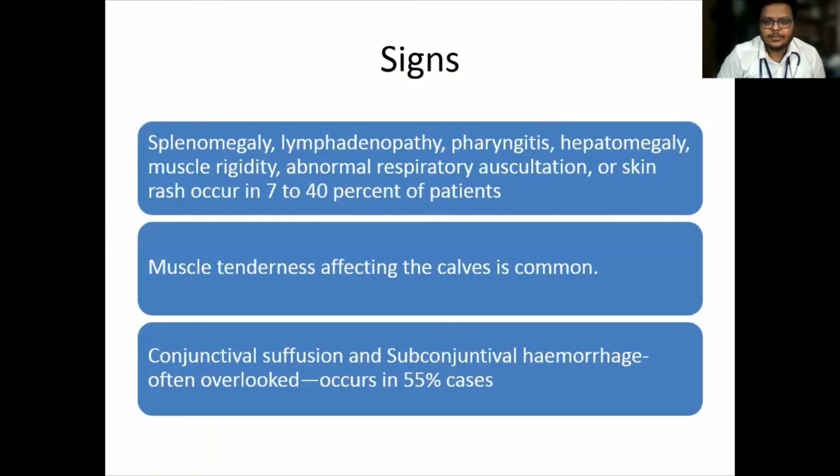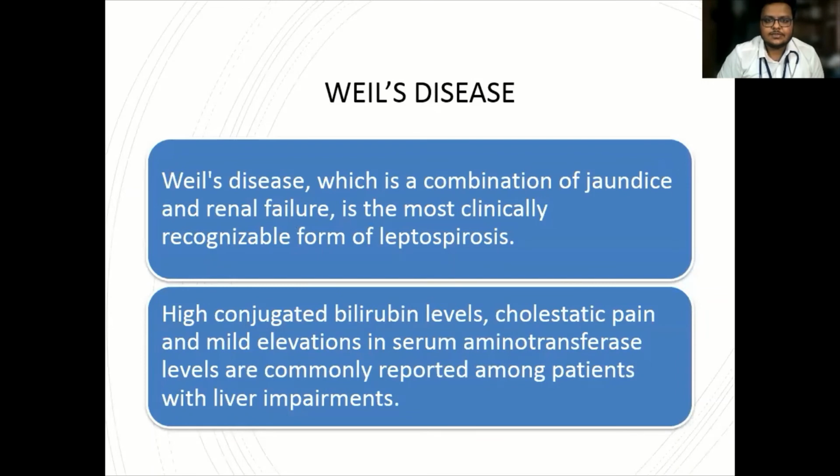Splenomegaly, lymphadenopathy, pharyngitis, hepatomegaly, muscle rigidity, and abnormal respiratory auscultation occur in 7 to 40% of patients. Muscle tenderness affecting the calves is common. Conjunctival suffusion and subconjunctival hemorrhage are often overlooked and occur in nearly 55% of cases. Weil's disease, which is a combination of jaundice and renal failure, is the most clinically recognizable form of leptospirosis.